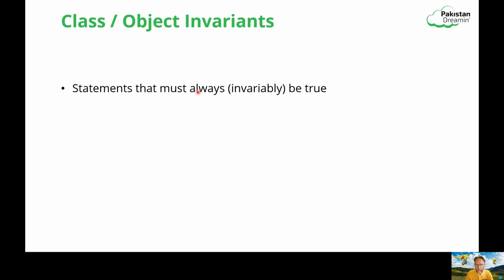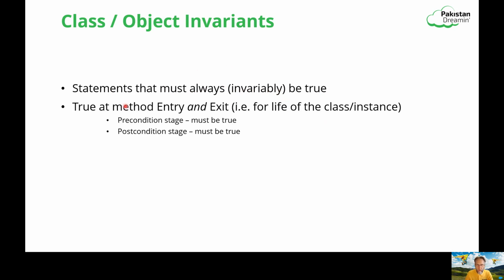So invariants are statements that must always be true and invariably be true. And that's why they're called invariants, because they're invariably true, always true. And these therefore need to be true at both method entry and exit. And for a class invariant, they're true for the whole life of the class or instance. So that's why you have class or object invariants, and you can have an invariant whose scope is just a method itself. Often they're actually class invariants, and we'll have a look at those.